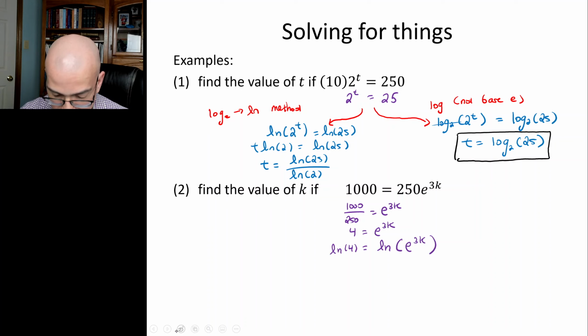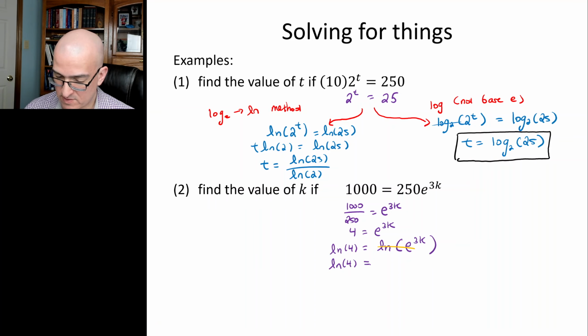And that will, on the right-hand side, allow me to use the cancellation law. Left-hand side, I'm stuck with a ln 4. So ln 4 is equal to 3k. And then we can divide both sides by 3. Thus, k is equal to ln of 4 over 3.